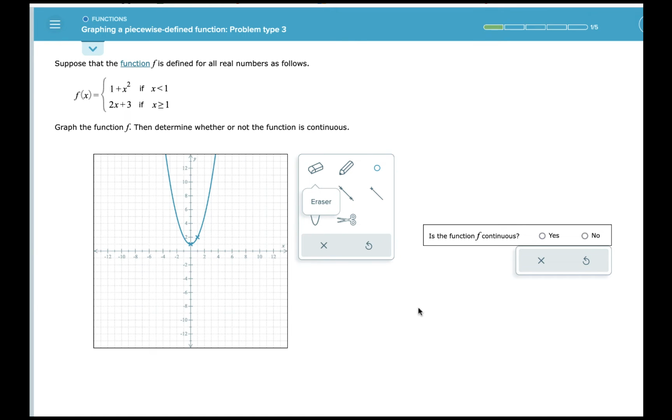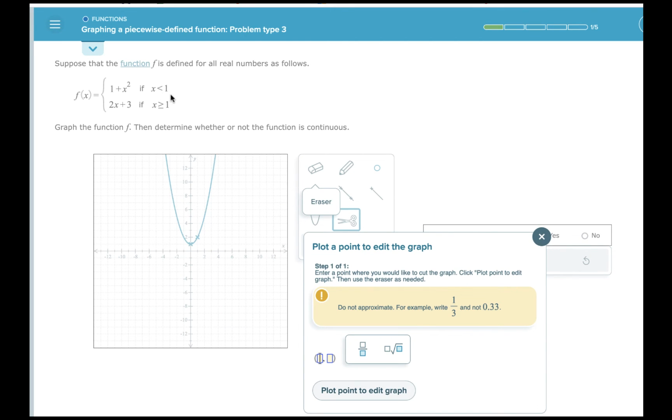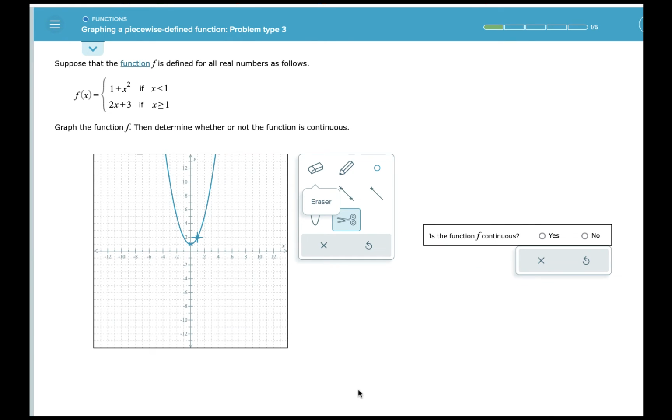And now I need to cut it and throw part of it away. So I will grab the scissors tool, and I'm cutting this at x equals 1. And so I'm going to plug 1 in. I know that there's a less than sign, but I'm still going to go ahead and use 1. And if I plug 1 in, well, we already figured out that's 2. The y value is 2. So I plot the point to edit the graph. And now if I grab the eraser tool, I can erase part of the graph. So I need to erase the part where x is greater than 1. I'm going to go ahead and put my open point. I might need to come back and turn this into a closed point, but I don't want to forget about it.